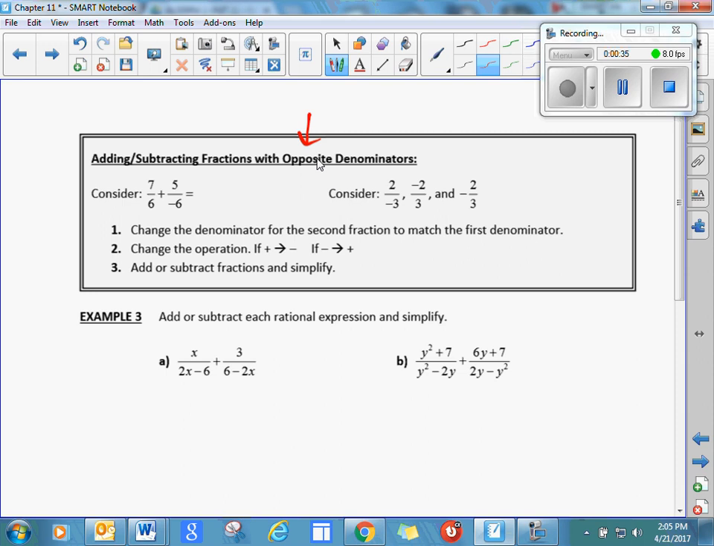They're opposites. So the process here is that we are going to change the denominator for the second fraction to match the first denominator exactly. And when you do this, you are going to have to change the sign of the middle term that connects the terms together. This is the same thing as really multiplying through by a -1.